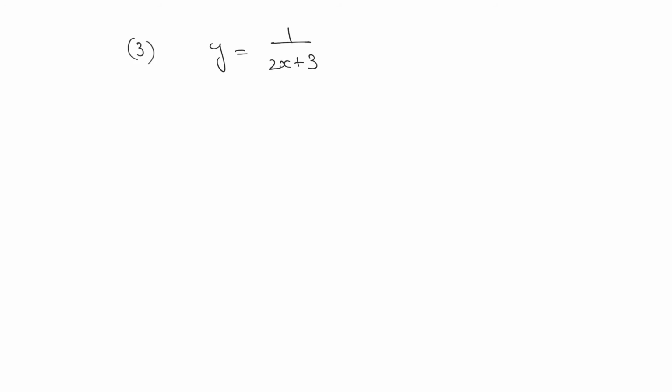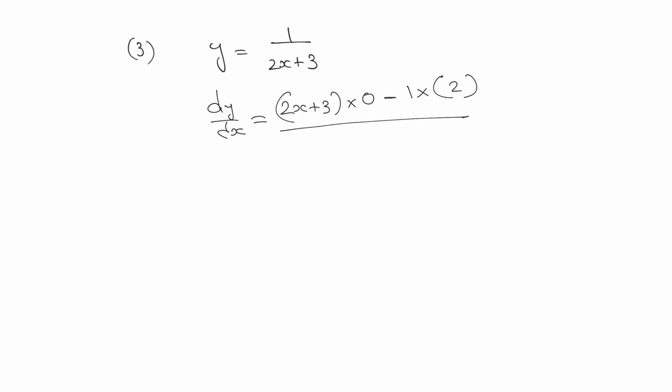Let's say y is equal to 1 divided by 2x plus 3, and our aim is to find out the value of dy by dx. So here also we can go for the quotient rule, that is 2x plus 3, the denominator, into differentiation of numerator, which is 0, minus 1 into differentiation of denominator, which is 2, the whole divided by the square of the denominator, which is 2x plus 3 the whole square. So we can write this as nothing but minus 2 divided by 2x plus 3 the whole square.